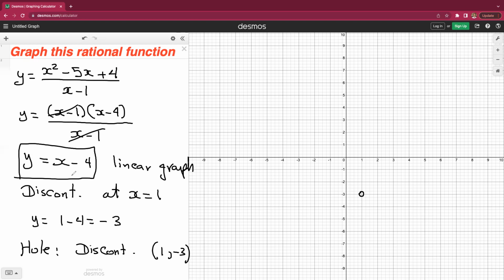So using the slope-intercept form, -4 is your y-intercept right here, and then you go up 1 over 1. You don't want to put a dot there because it's a hole, and then up 1 over 1, up 1 over 1, and up 1 over 1, and the graph continues. And after that, basically you just graph a straight line going through these points right here.